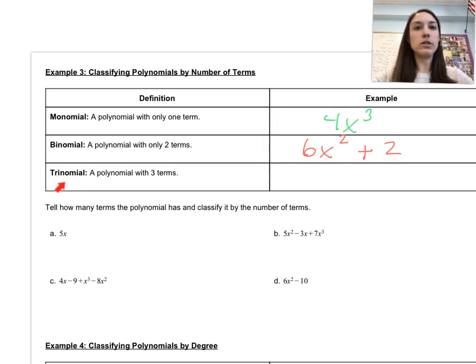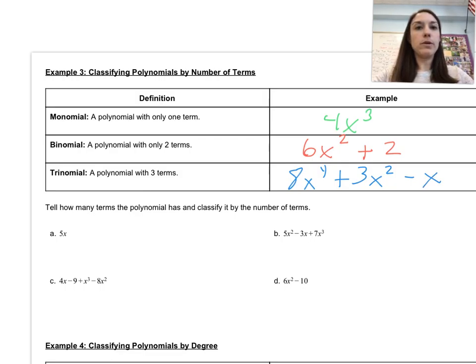And our last one is a trinomial, which is a polynomial with 3 terms. If you think about the root tri means 3, so trinomial is 3 terms. And an example of that would be something like 8x to the fourth plus 3x to the second minus x.